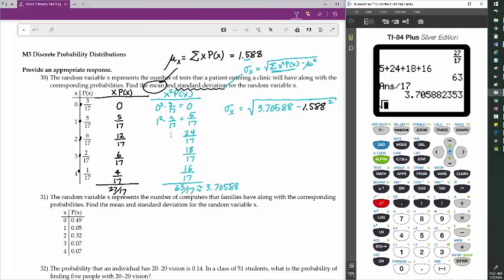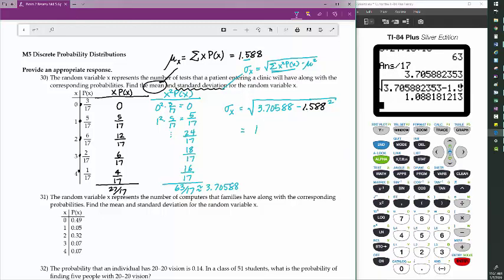Take the square root of this answer I had before. You can either go up and grab it or press second answer, minus the mean we had, 1.588. I wish I wrote down more decimal places, but I think this will work. Is 1.088. So the standard deviation, 1.088.